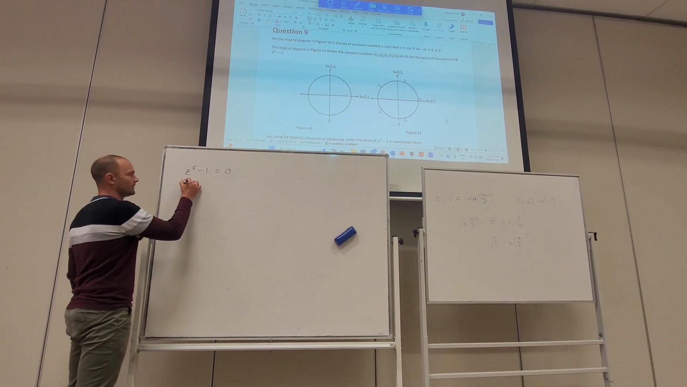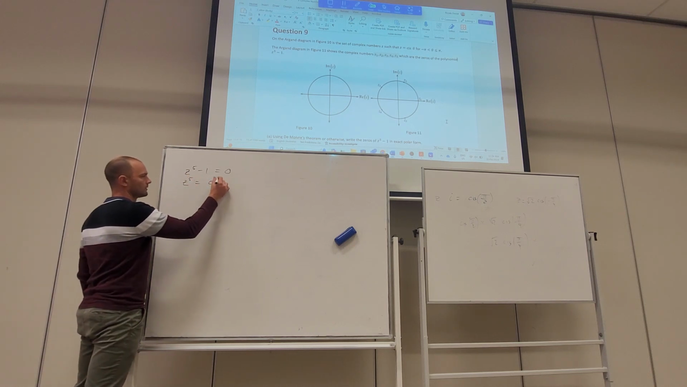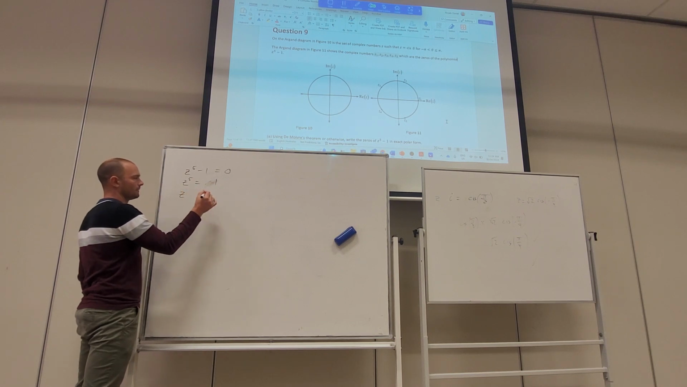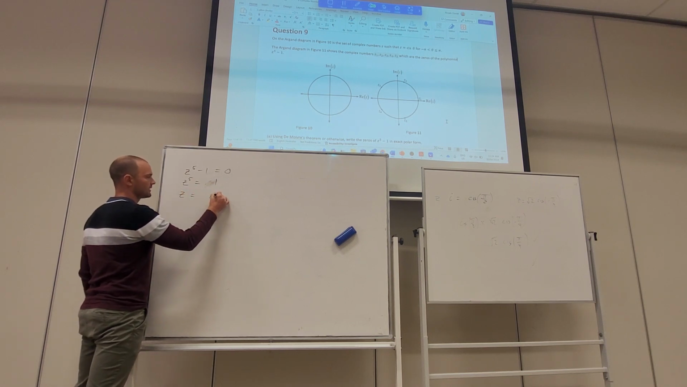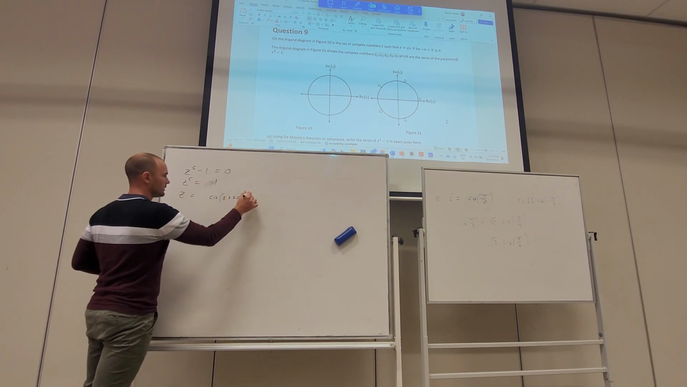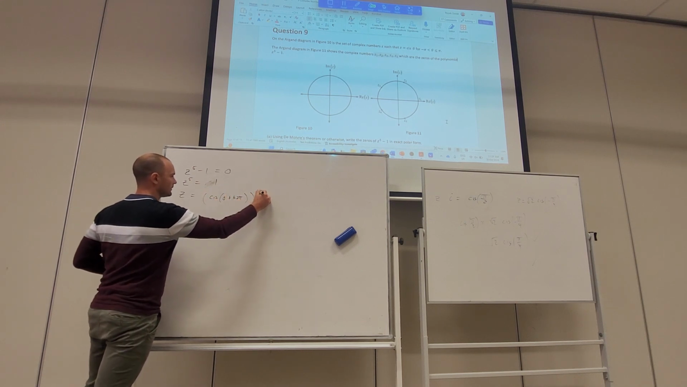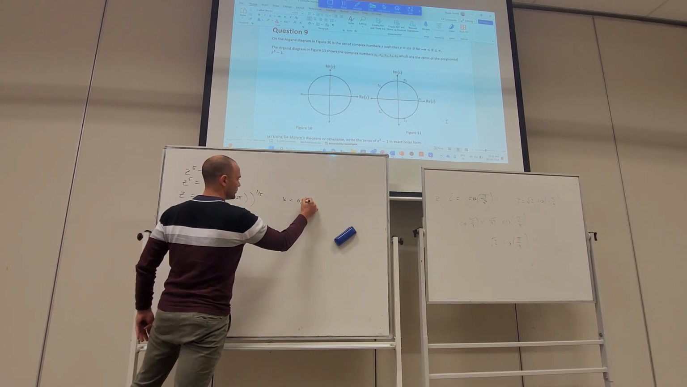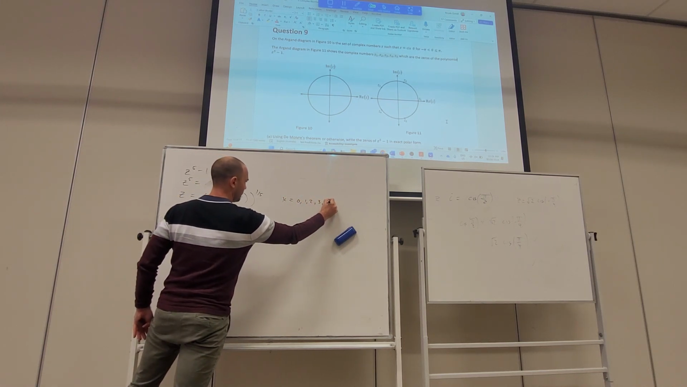Okay, so z to the 5 take 1 is 0, so we're going to solve that using de Moivre's theorem. And we've done this a fair bit. z to the 5 equals 1, and then we'll have z is cis of 0 plus k2 pi to the power of 1 on 5. k is 0, 1, 2, 3, 4.